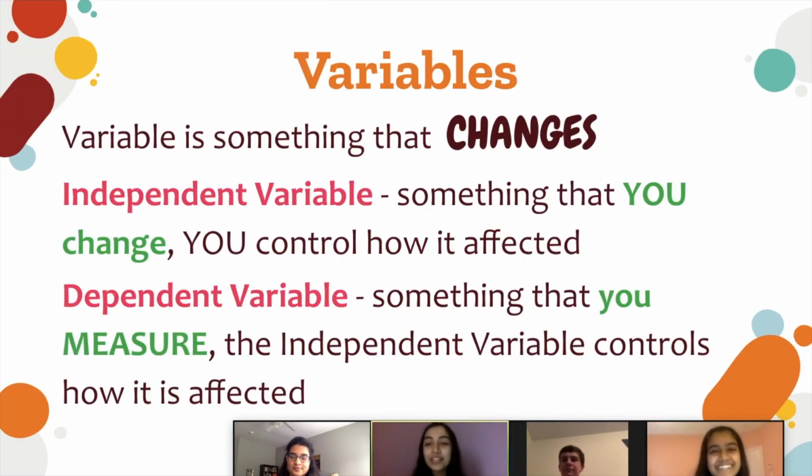That's right. Before you get started with your question and hypothesis, you have to consider your variables. So a variable is something that changes. The independent variable is something that you change in the experiment. You control how it is affected. And the dependent variable is something that you measure. It is what the independent variable changes and how it is affected.